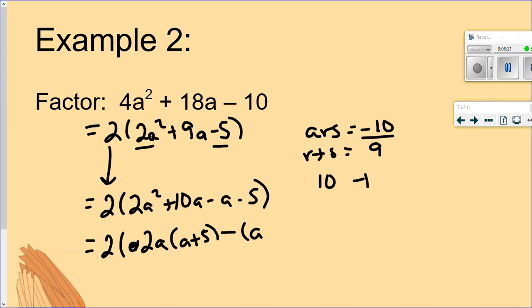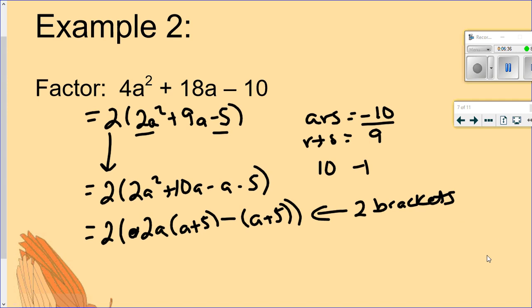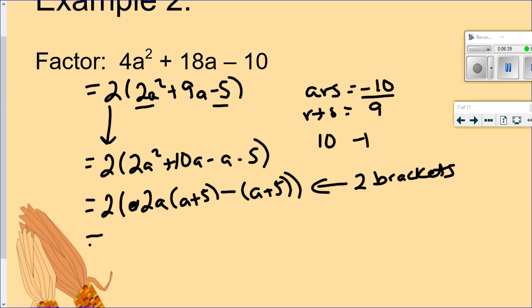I need an a plus 5, so if I factor out the negative 1, then it's sorted. And just like the previous question, there's an imaginary 1 in front of there, so we got to have that minus 1.